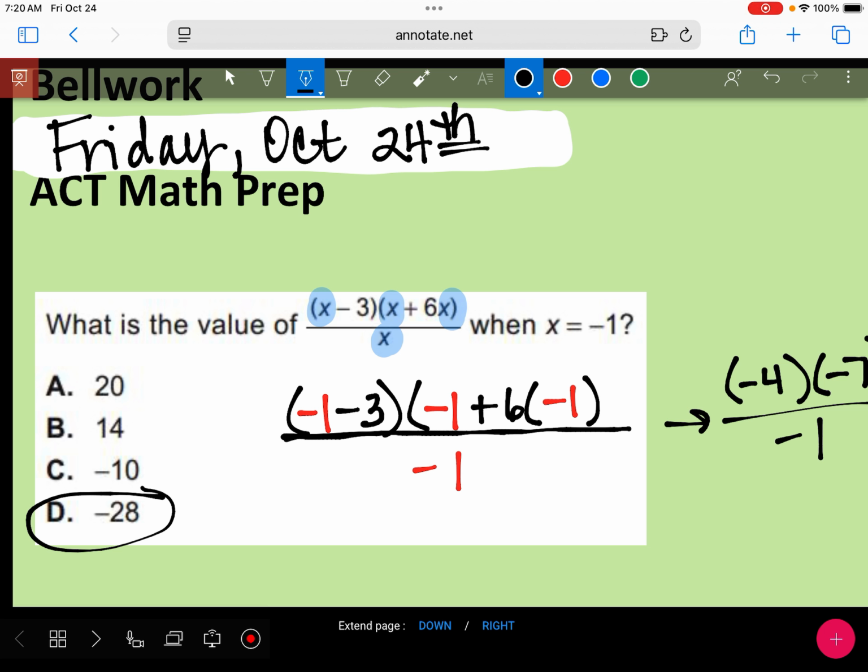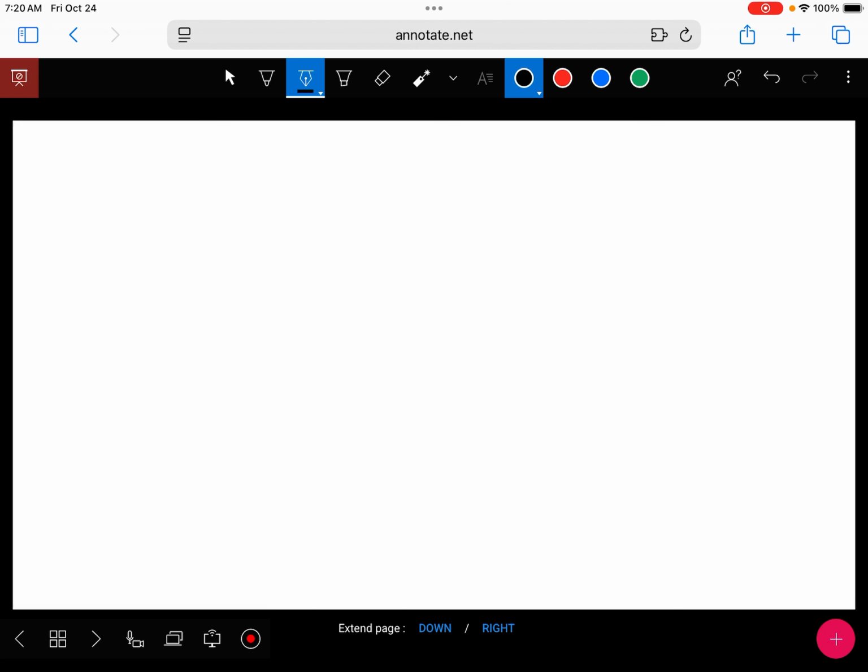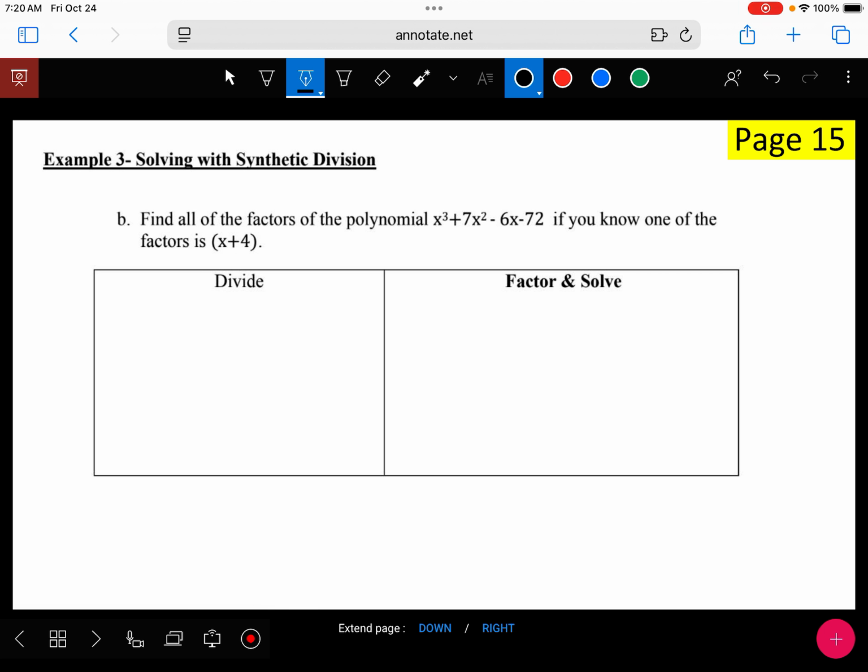All right, so we're going to finish out this lesson in Module 3. So we left off on page 15. So go ahead and go to page 15 in your notes, and we're going to review synthetic division, what we started on Wednesday.